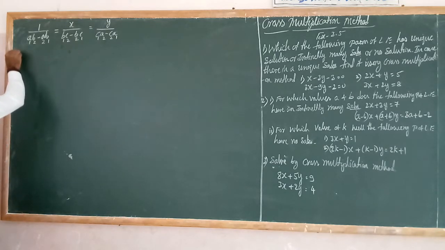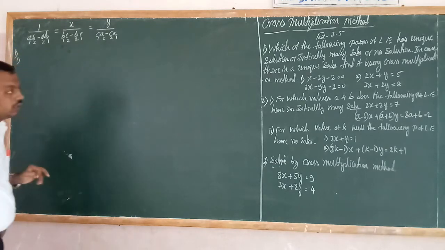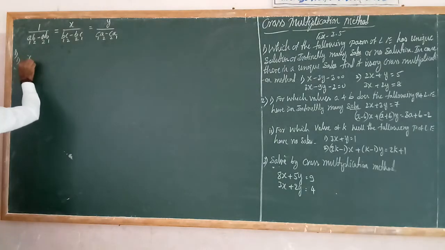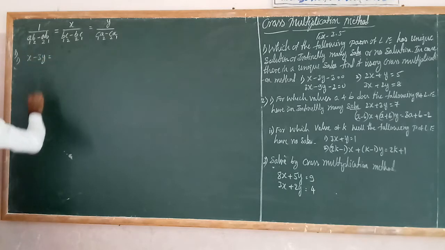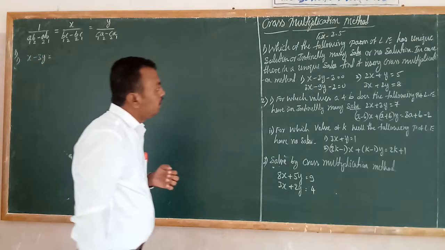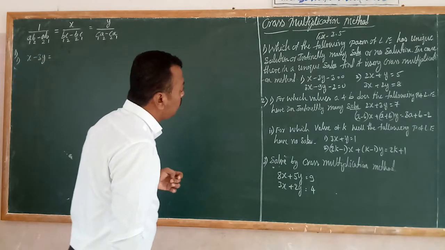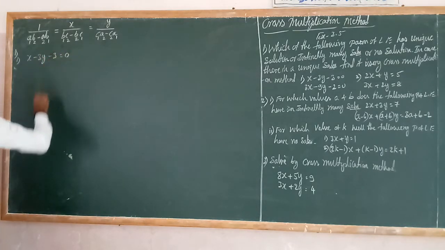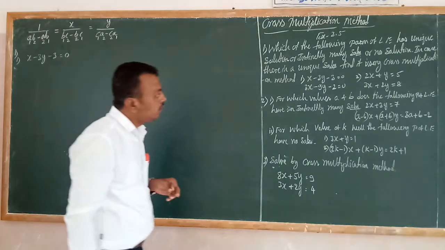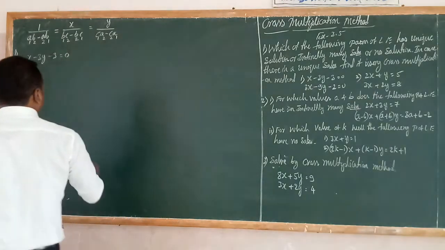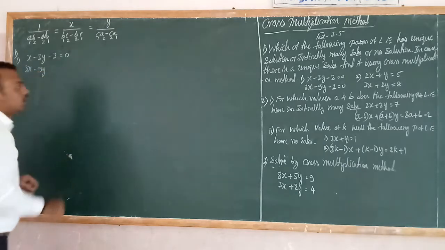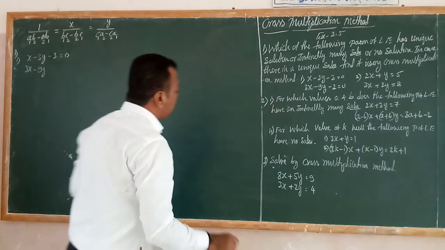I will go to question number 1. The first one: x minus 3y minus 3 is equal to 0, and then 3x minus 9y minus 2 is equal to 0.